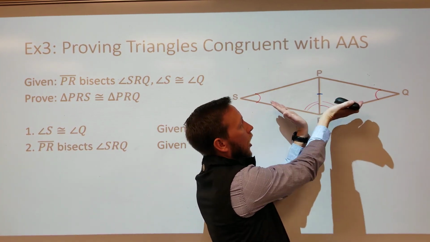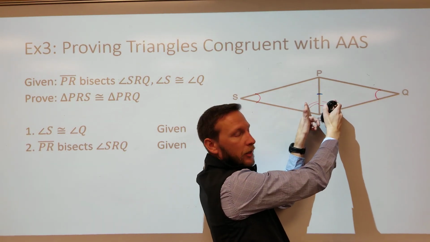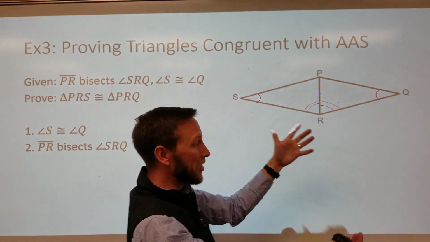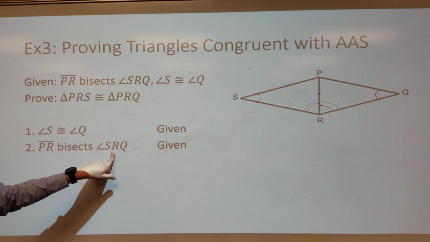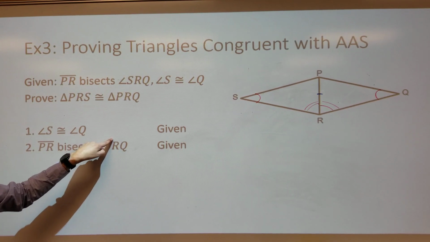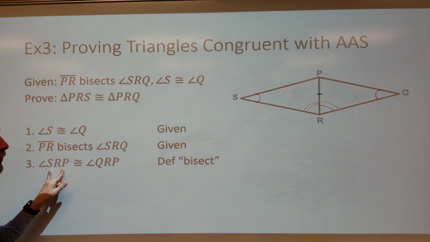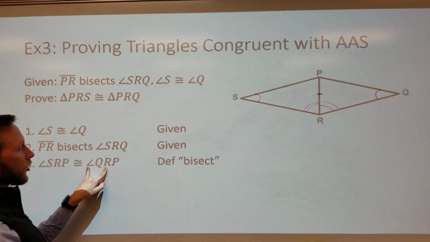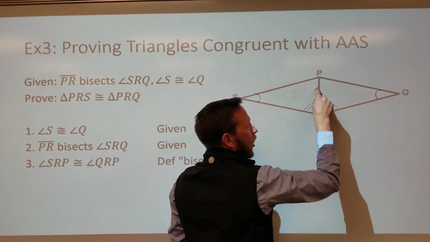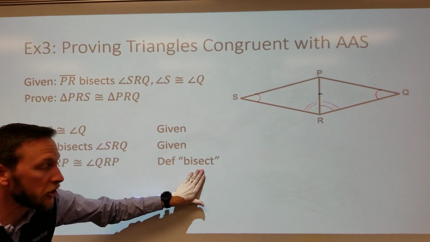So if this was 100 degrees, now each of these are 50. If this was 120, each of these are 60. If this was 180, well, it's not, then each of those would be 90, all right? So we're able to cut that in half. So PR bisects that angle, which means the angle is now cut into two congruent angles. So angle SRP, let's trace it out, SRP is this part right here, is congruent to angle QRP. QRP is this part. By the definition of bisect.